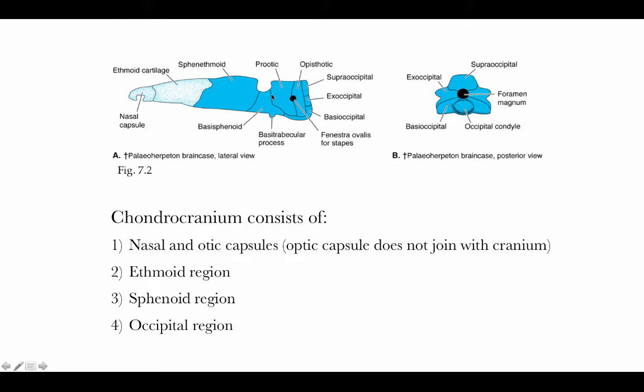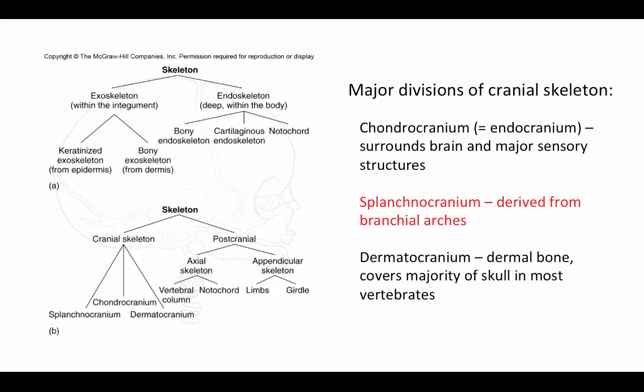Centrally, we've got the sphenoid region that's going to surround and protect the middle part of the brain, and then an occipital region in the farthest posterior. So you can see this whole series of different components of the occipital bones that surround this hole called the foramen magnum, which is the exit point for the nerve cord.